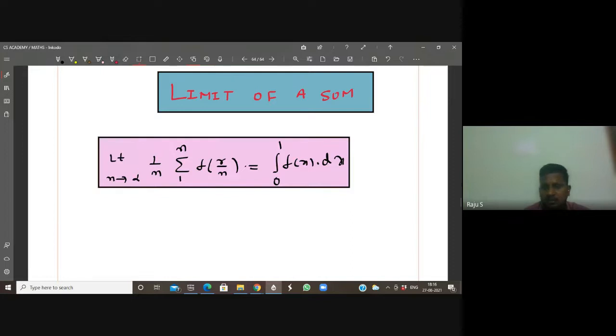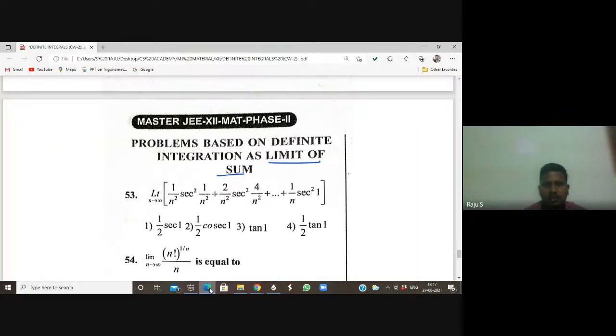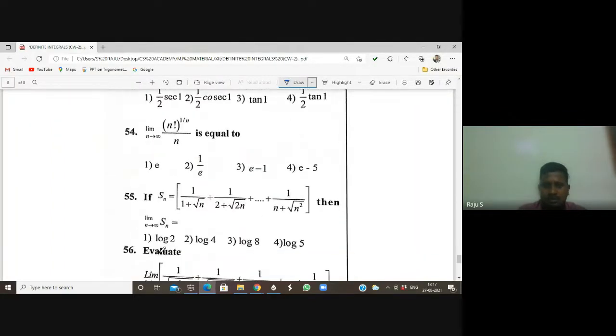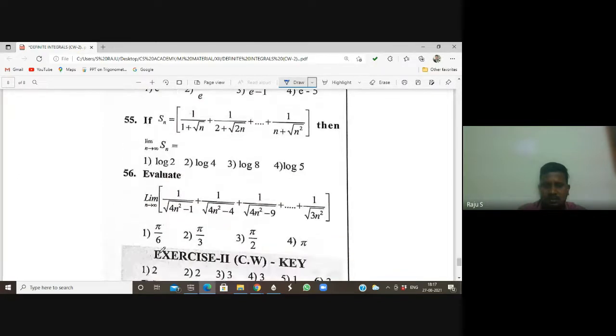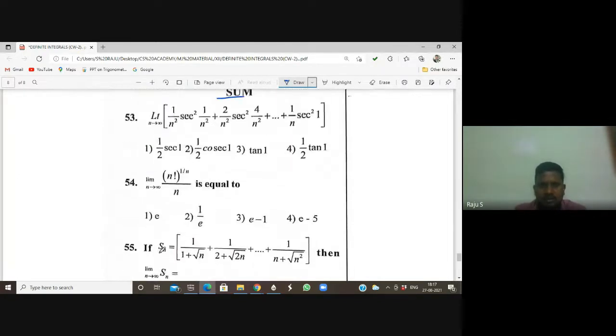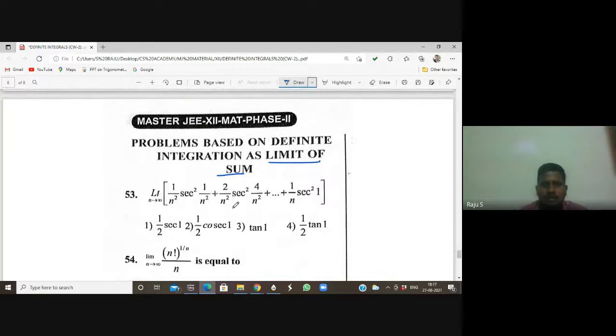Limit n tends to infinity, limit as well as summation is there. Limit of a sum can be written like this: integral 0 to 1 f of x dx. Here they always give limit n tends to infinity. In all the questions you can see limit n tends to infinity. Is it easy to evaluate all these values? No. So with the help of limit of a sum, we can change it to standard form.